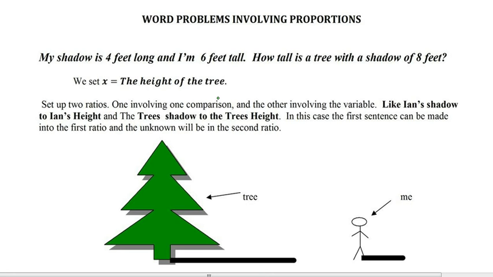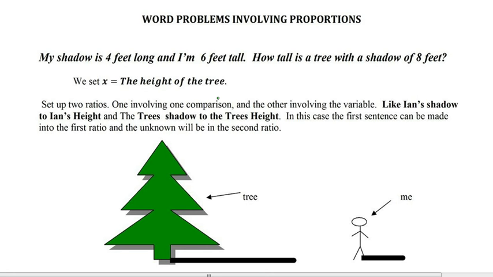My shadow is 4 feet long and I'm 6 feet tall. How tall is a tree with a shadow of 8 feet? So think about it this way. You go outside and you want to see, wow, that's a really tall tree. How tall is it? Well, you don't have a tape measure, and let's just say it's 100 feet tall. You're not going to be able to measure 100 feet off of a basic tape measure. So how can you measure it?